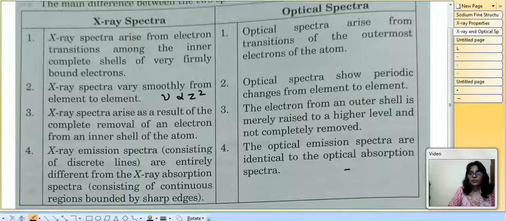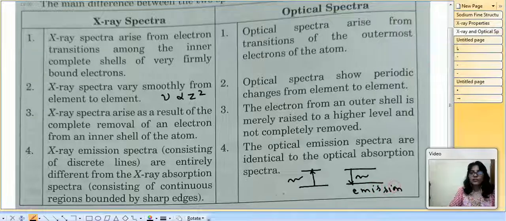So let us see the last point. In the optical spectra, if an electron jumps from higher energy to lower energy, then there will be emission of a photon or radiation, and if some radiation is given, then the electron may absorb this radiation and go from a lower energy level to a higher energy level. So this is the emission spectra, and this is the absorption spectra, and both are similar to each other. We will get discrete lines, but here we understand the emission, which I have already discussed.